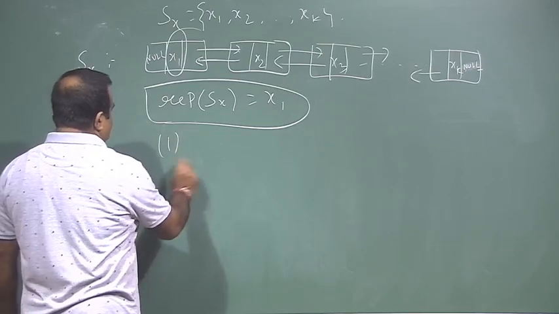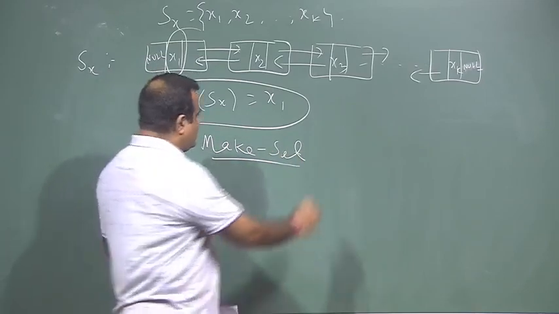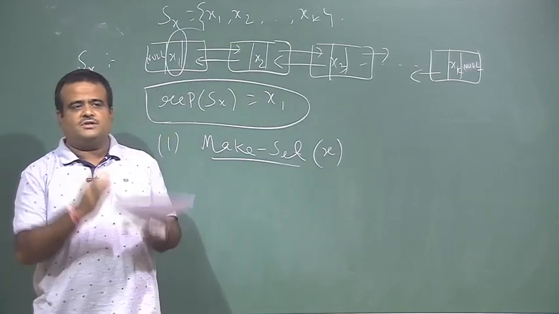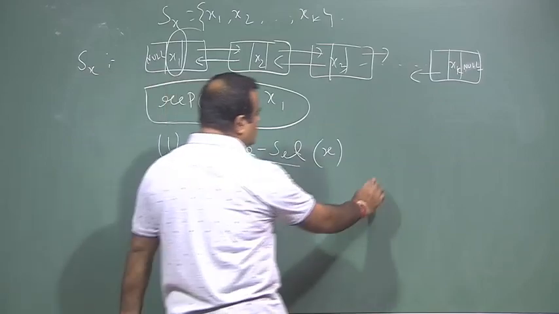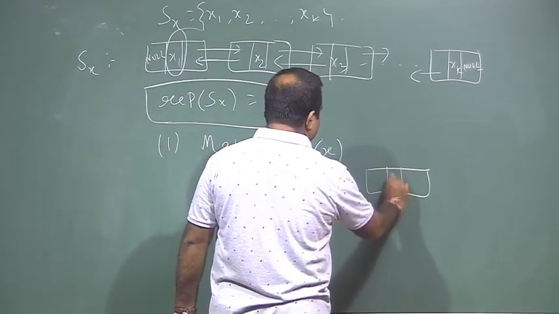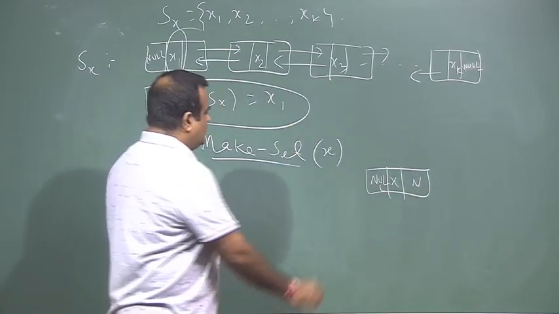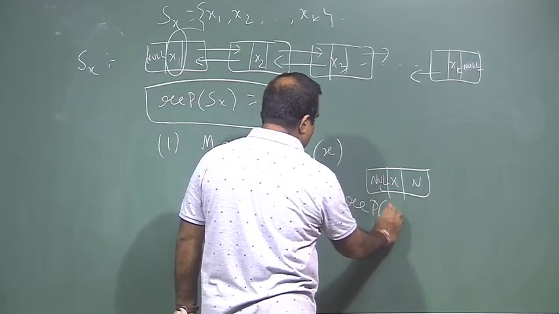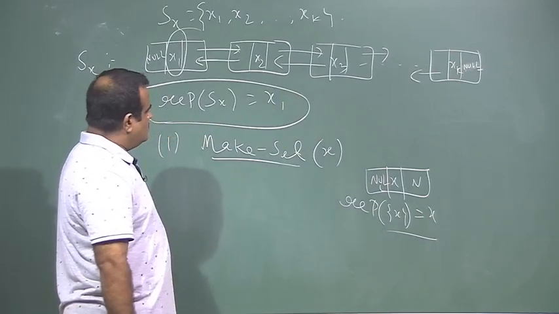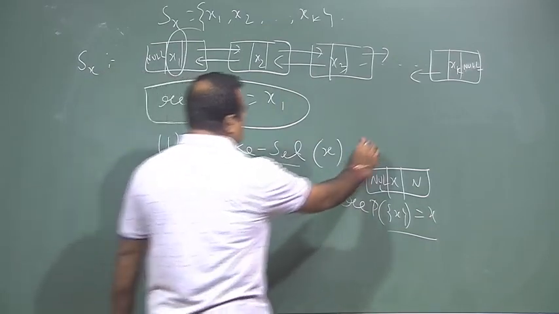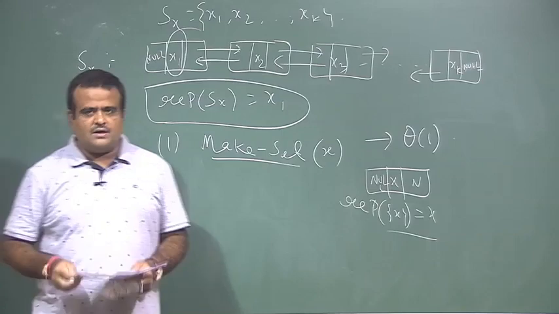So, the first operation is make set. How to make a set? We are given an element x which is not there in any other set, because the sets have to be disjoint. So, make set means we just create a node with x, that is it. This is null, this is null. And the rep of this is the first element. Okay. So, this is make set. How much time will it take? This will take theta of 1 time. So, make set will take theta of 1 time.